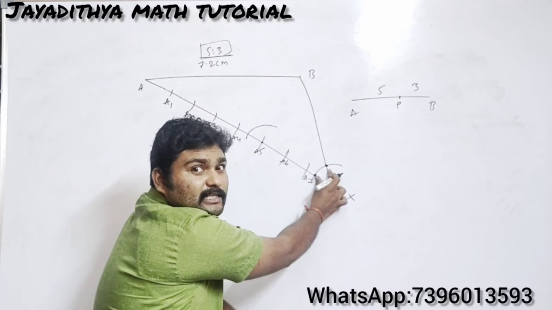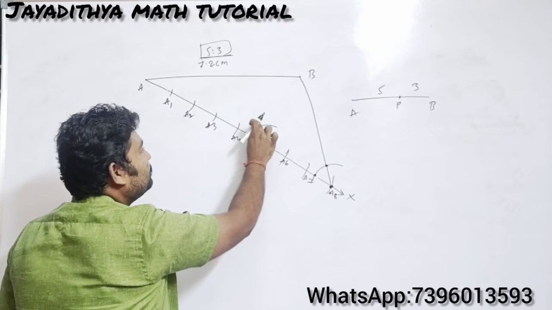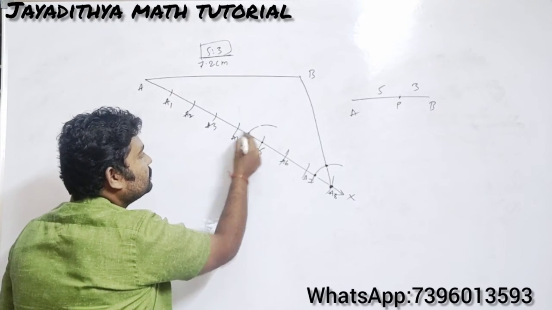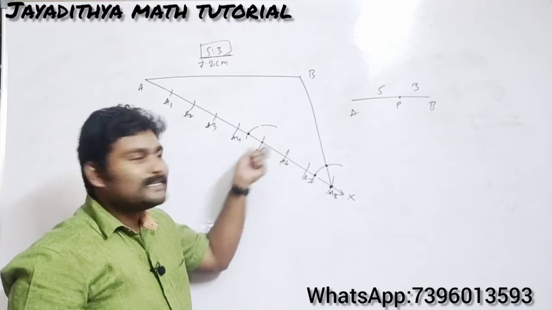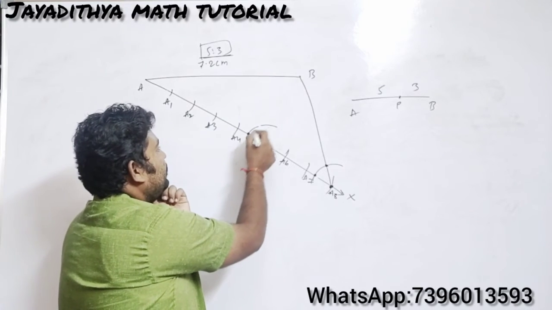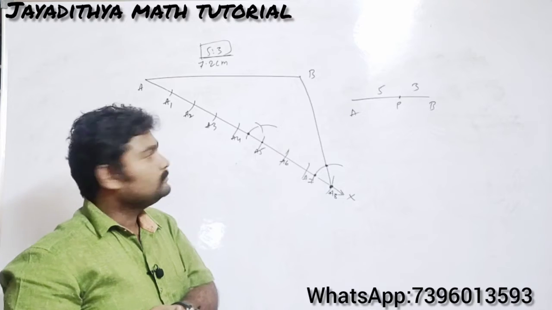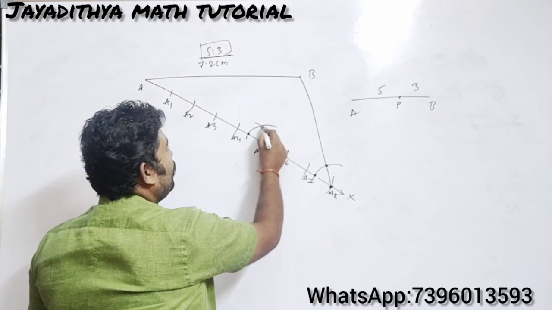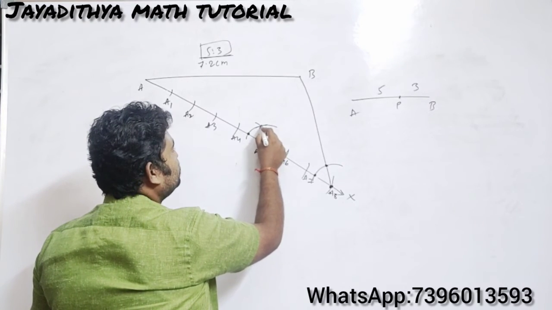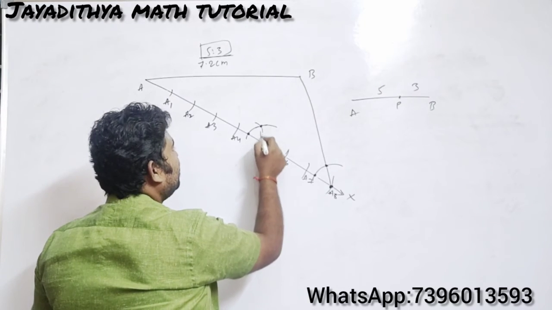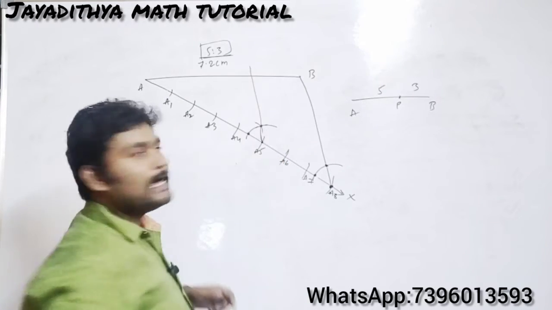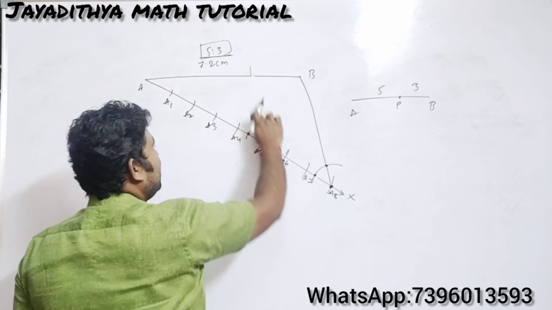If you measure this part, you should cut it from the part here. You should cut the arc with the same radius from this point now. If you cut it, it will be like this, right? Now you have a point here, where both the arcs are intersecting. Join these 2 points, A5 and this point, and draw a line. Clear? It will be a parallel line.